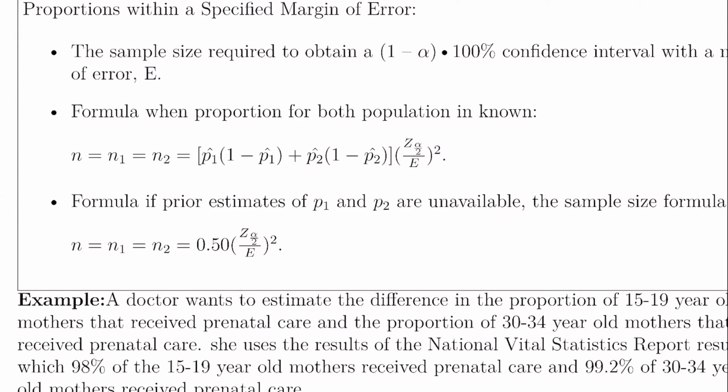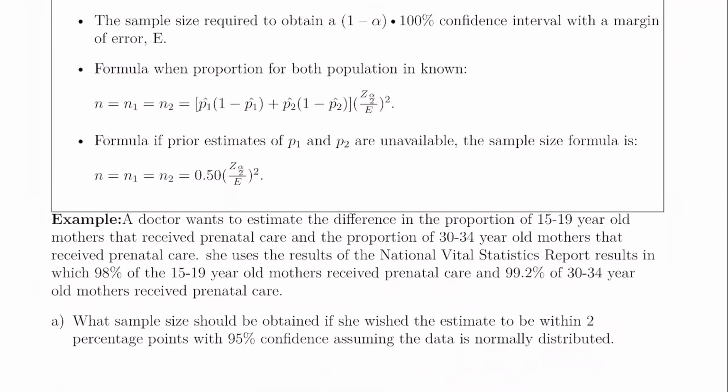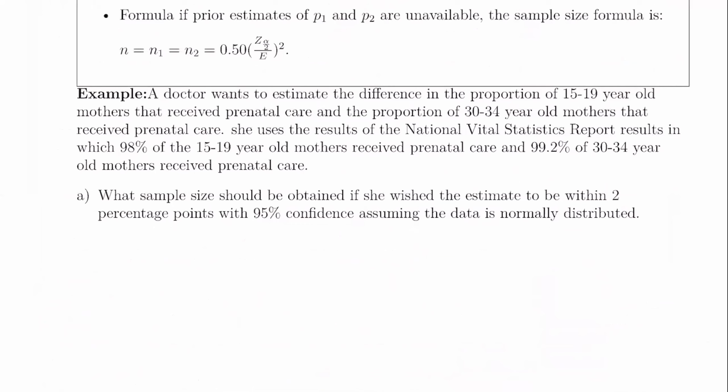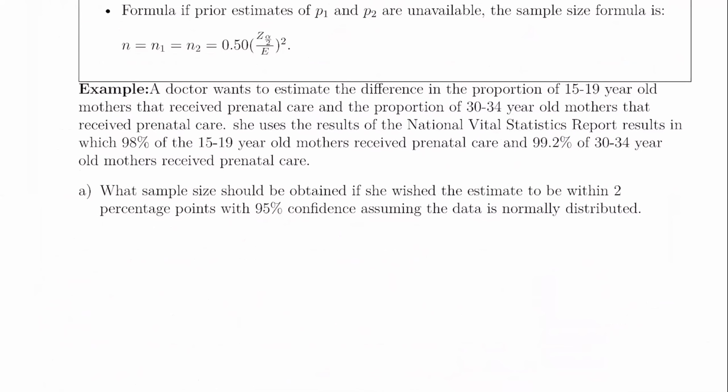Cool. All right, so let's use these two formulas. For this one, it said a doctor wants to estimate the difference in the proportion of 15 to 19-year-old mothers that received prenatal care and the proportion of 30 to 34-year-old mothers that received prenatal care. She used the results of a national vital statistics report in which 98% of the 15 to 19-year-old mothers received prenatal care and 99.2% of 30 to 34-year-old mothers received prenatal care.